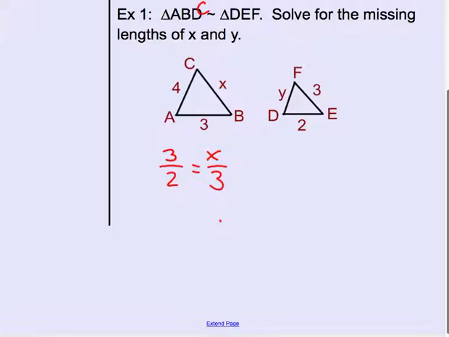To solve, you can either cross multiply, or to solve for x, I'm just going to multiply both sides by 3, and 9/2 equals x, or you can put that into a decimal if you prefer. We don't have any labels, so it would just be 4.5 units.